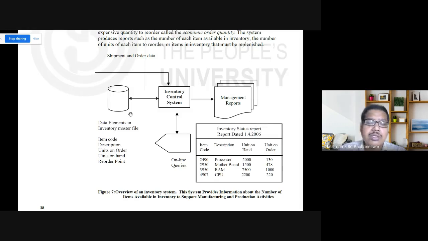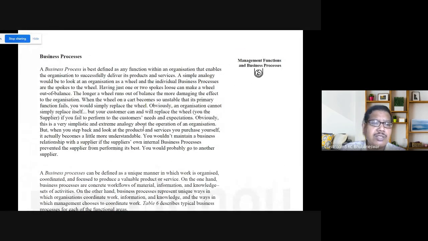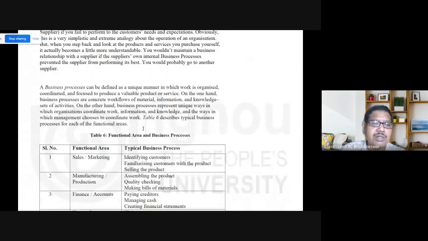So the inventory control system is one of the important questions normally asked, as well as HR management is one of the important questions always asked. So you can write down these particular processes with respect to the business requirement.